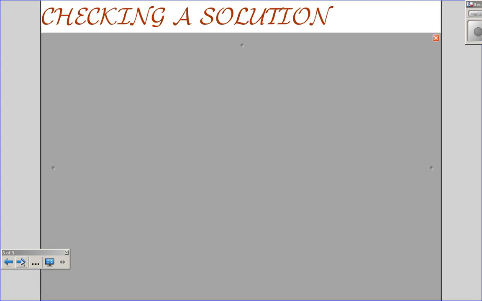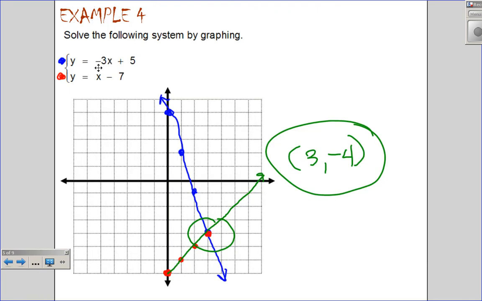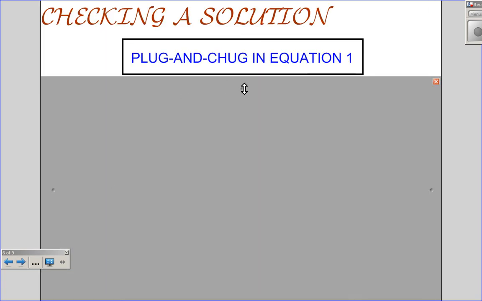Alright, so I've graphed them. So how do I check whether or not my solution is accurate? How do I know or verify that I've graphed them right? Well, I can plug and chug that point into my first equation. So going back to here, I would look at this first equation. I'm going to plug these points in. That's my x, and that's my y value. I'm going to plug those in and check to see if it works.